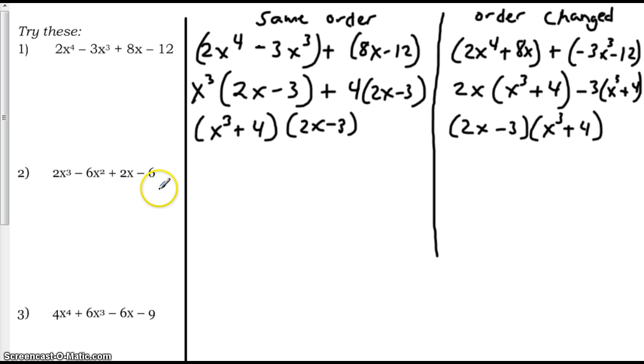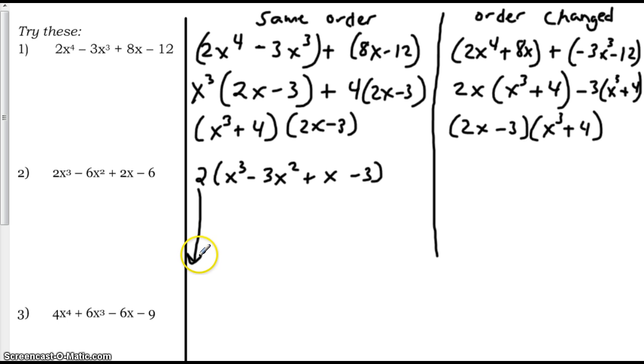Okay, for number 2, notice that they have a greatest common factor. So first, before we do our grouping, we have to factor out our greatest common factor of 2. So each item we're going to divide out 2. Then we're going to need to do grouping. So this 2 is going to come down with our grouping the entire time. And remember, it just comes along the outside.